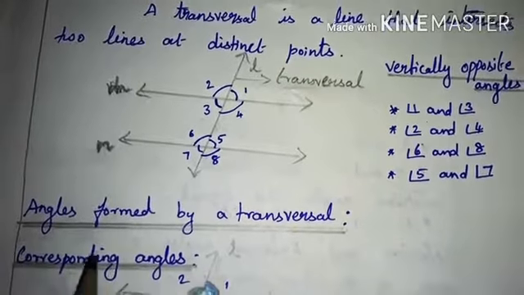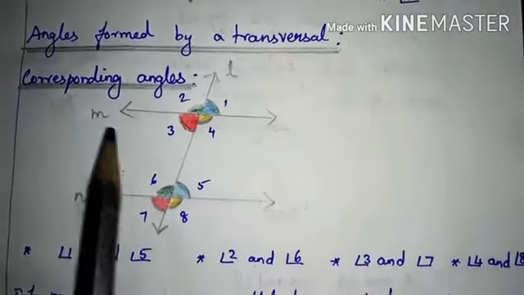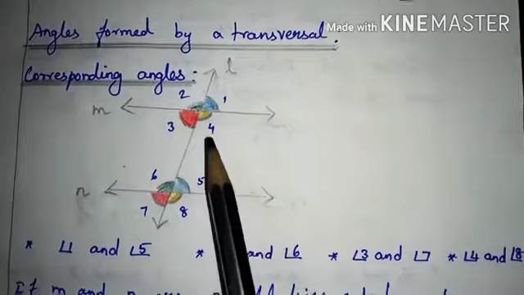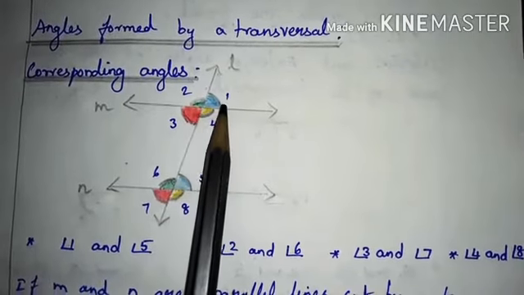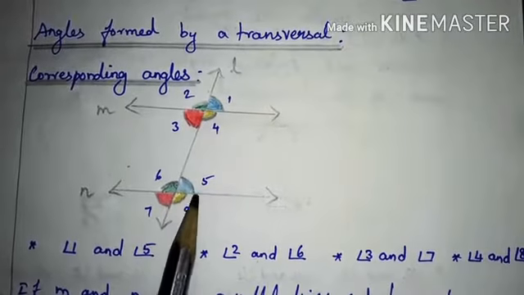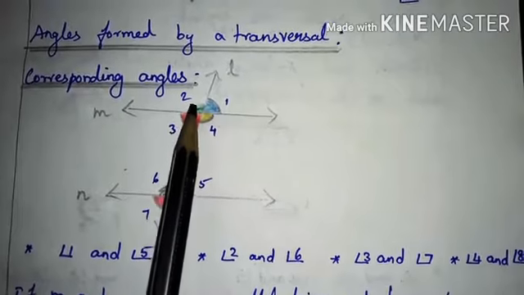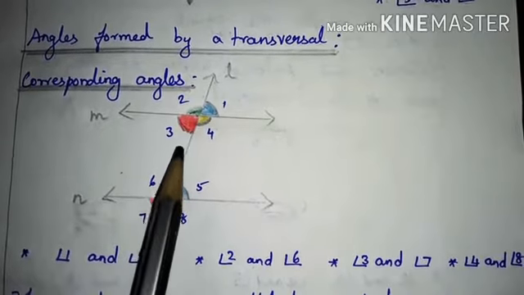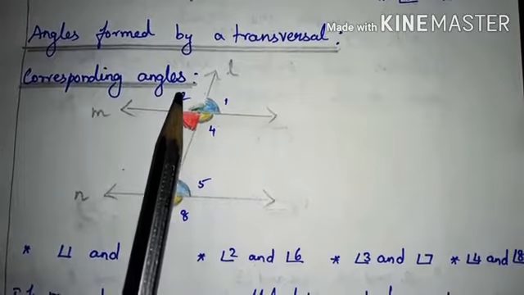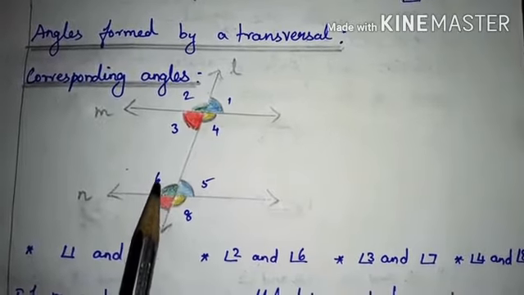The next angles that are formed by the transversal are corresponding angles. Observe the pair of angles, angle 1 and angle 5, that are marked on the right side of the transversal, and angle 1 lies above the line M and angle 5 lies above the line N. In the same way, if you observe 2 and 6, they lie on the left side of the transversal. Angle 2 lies above the line M and angle 6 lies above the line N.